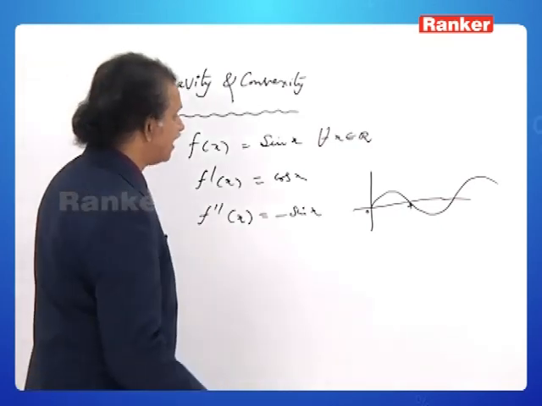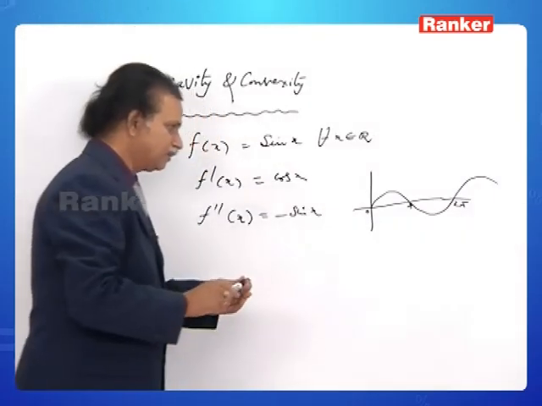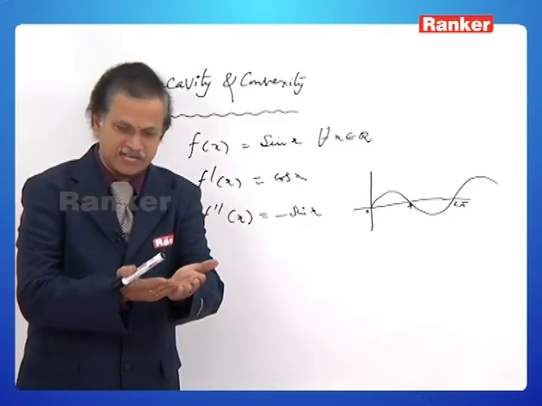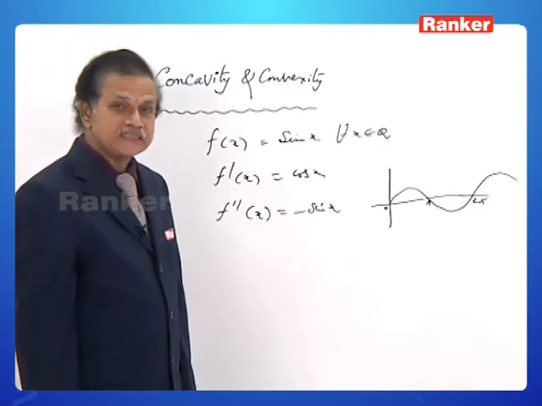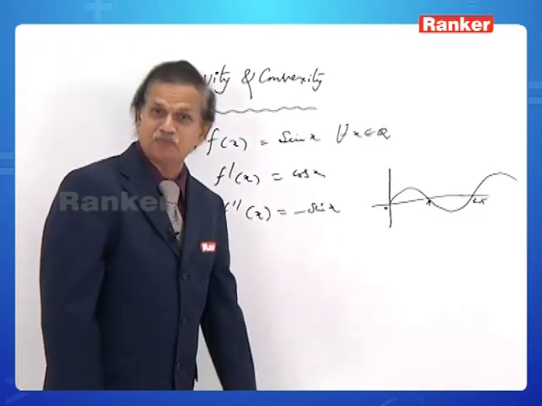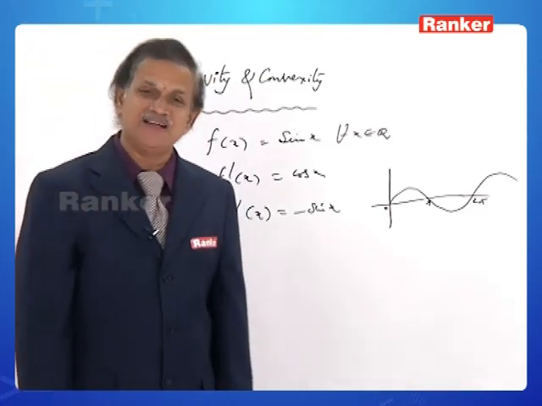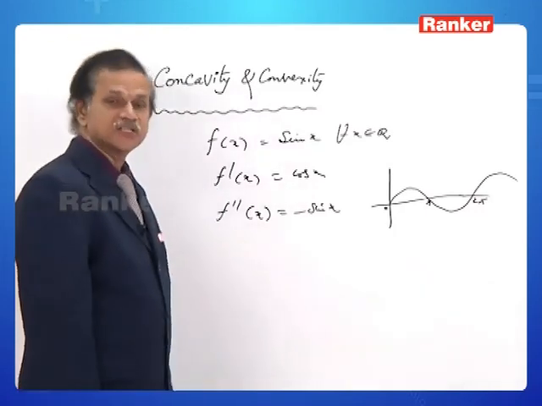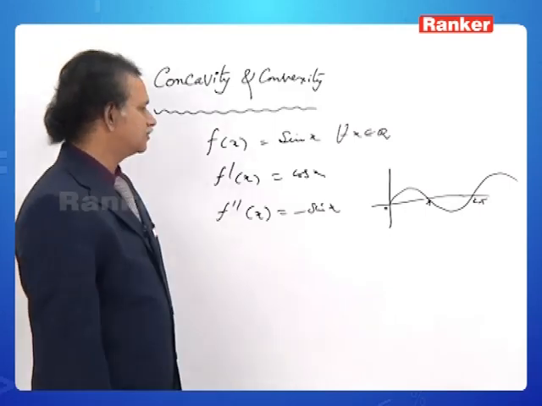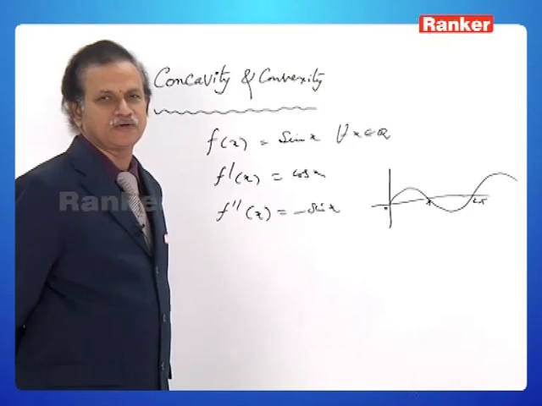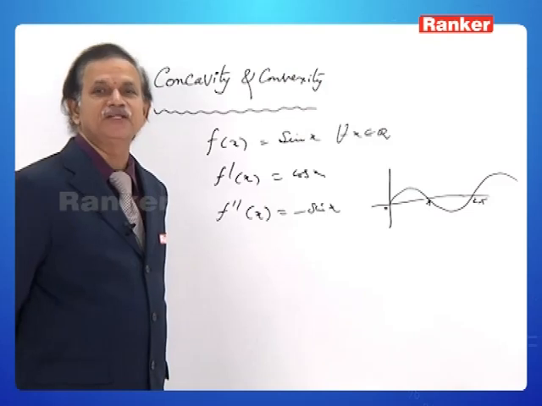Whereas, observe the graph of the same function between pi and 2 pi. What happens? Between pi and 2 pi, the graph of sin x lies below the x-axis. That is, sin x is negative. Therefore, minus sin x is positive. That is, f double dash x is positive. As f double dash x is positive, we say that the function is concave in that region. So f of x equal to sin x is convex in the closed interval 0 to pi, and it is concave in the interval pi to 2 pi.